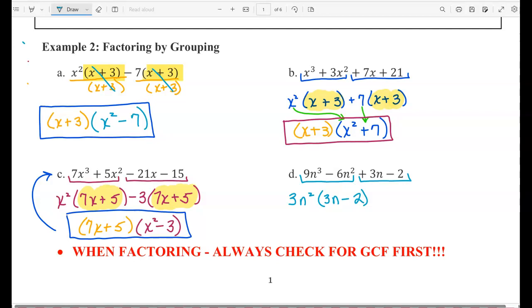Okay. When I look at my last two terms, I don't see any variable that I can factor out, and I actually don't see any constant that I can factor out either. So I'm really just going to group these together.